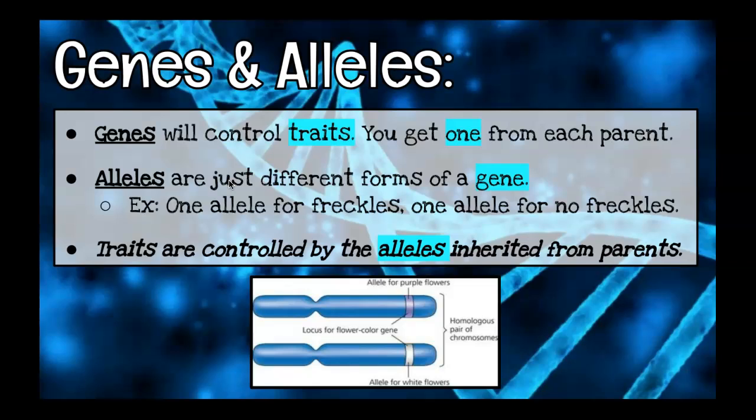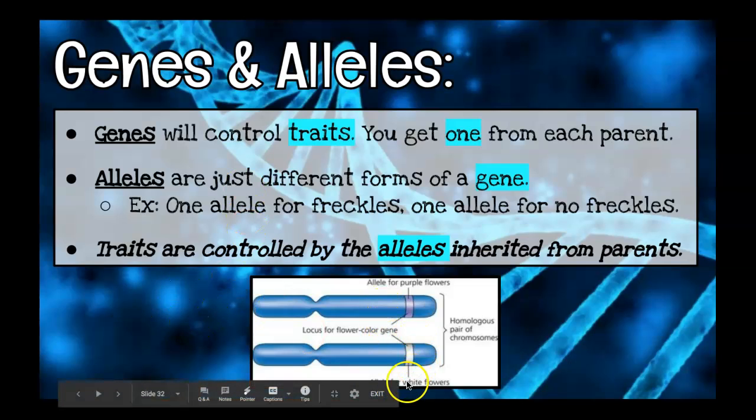Now, the genes are going to control the traits that you get. You get one from each parent, right? So alleles are just different forms of that gene. If we have a gene for freckles, you're going to have an allele for freckles and an allele that means you don't get freckles. So alleles are the different forms of the gene. And all of your traits that you get are controlled by the alleles that you inherit from your parents. So like here, if you look at these sets of chromosomes, you see the flower color gene right here. This one got the allele for purple flowers, but this one down here got the allele for white flowers. Okay?